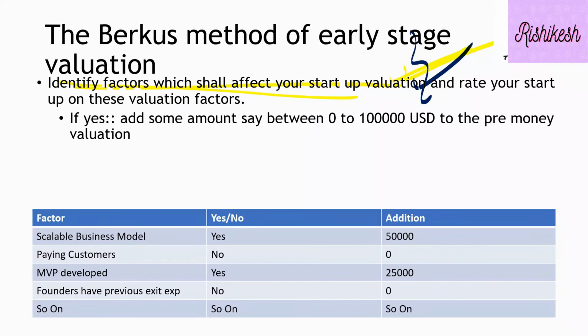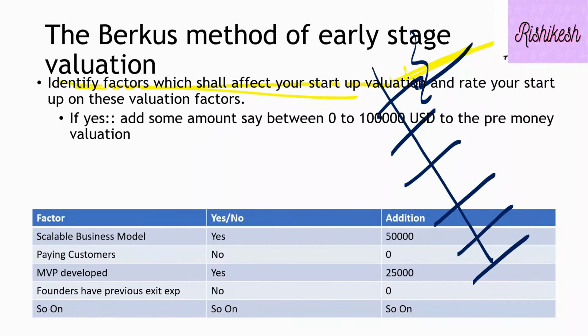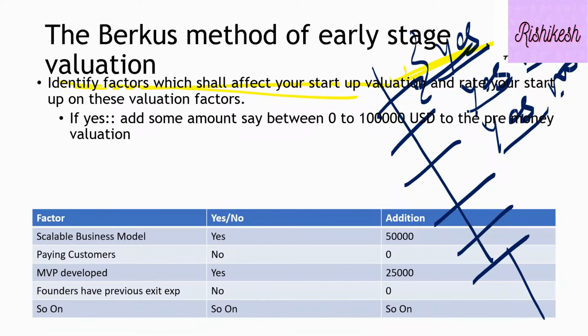Now see what happens in this case. The first step is to identify all the factors which shall affect your startup valuation and rate your startup on these valuation factors. So the first step is to write down all the factors, A, B, C, D, E, F, and so on, which can affect the valuation of your startup. Once you have written down all the factors, you have to write down whether each one is there in your startup or not. So first, you have to do an industry study and find out all the factors which affect the valuation of startups like you, and then write down whether you have each one or not. Let us suppose one of the factors can be paying customers, right? Paying customers.